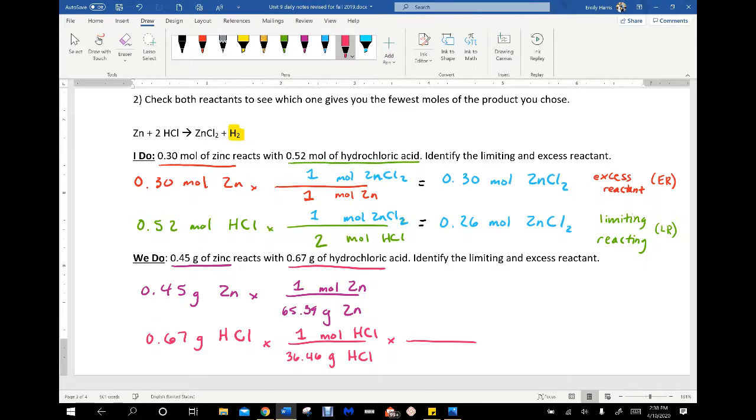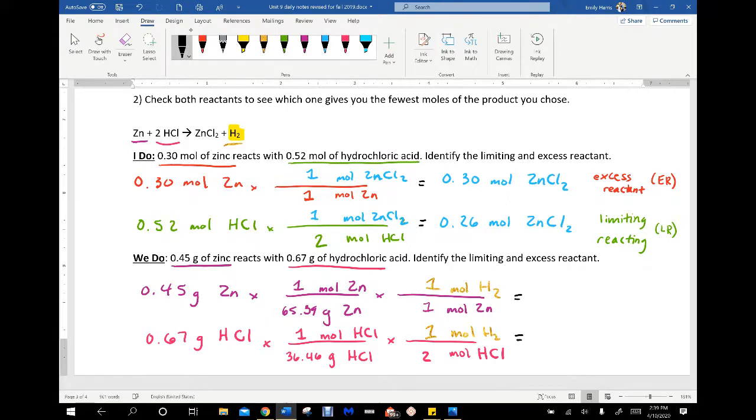Now that we're in moles, we're ready to use the mole ratio to take each reactant and convert it into moles of products. That way we can compare. So we've chosen to use hydrogen as our product, so I'll put moles of hydrogen on the top. Again, anytime we're going from moles of reactant to moles of product, that requires the mole ratio. So for hydrogen, it has a coefficient of 1. Zinc also has a coefficient of 1. And, should say HCl at the bottom, sorry about that. And HCl has a coefficient of 2.